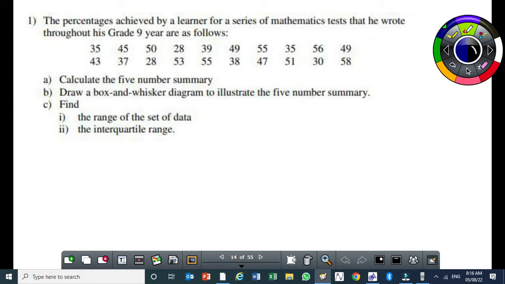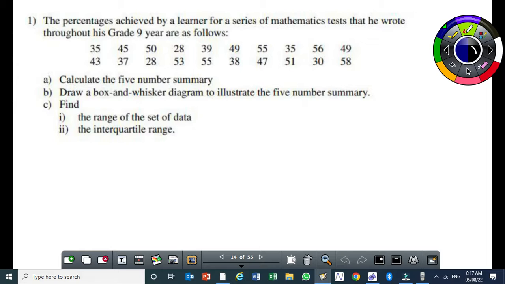Now, the first thing, if you want to answer this question, you read the question. So the question says the percentages achieved by a learner for a series of mathematics tests that he wrote throughout his grade 9 year are as follows. So these are the marks here, right? Now the first question says calculate the 5-number summary.